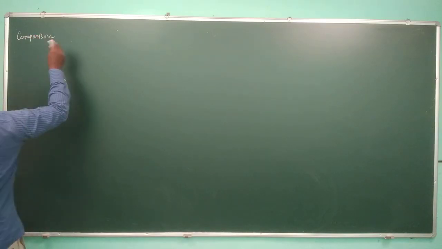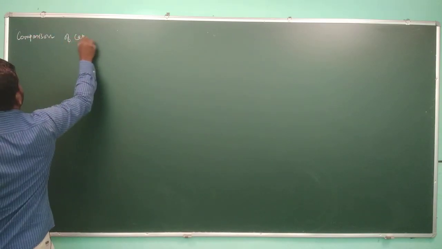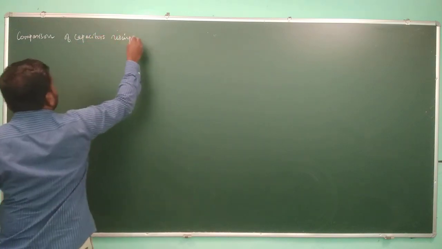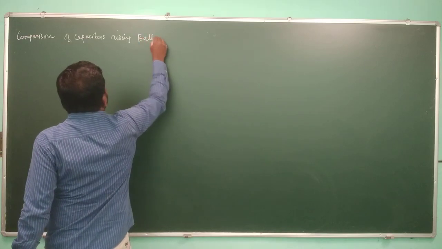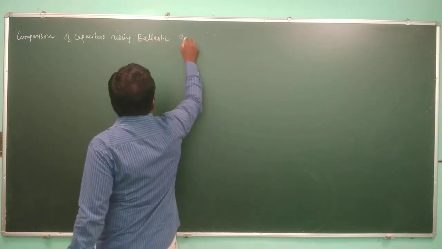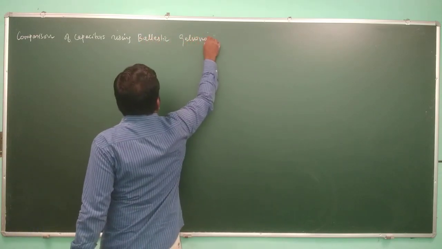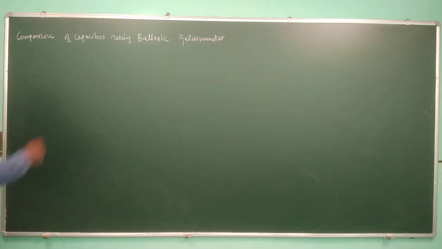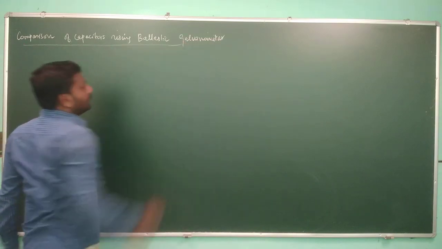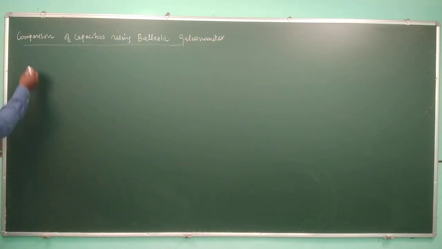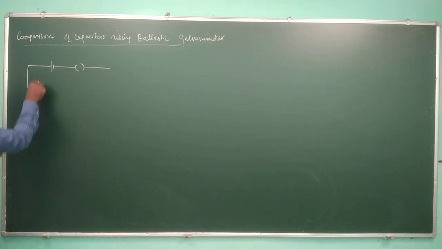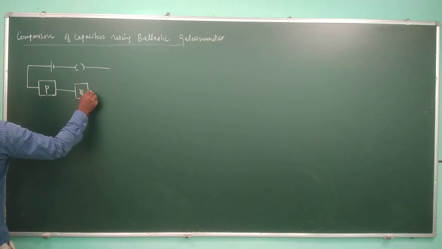Comparison of capacitors using ballistic galvanometer. How to do that? And again, the circuit diagram is the same. That is, we have a battery and a key, and it is connected to the decade resistance P and the decade resistance Q.